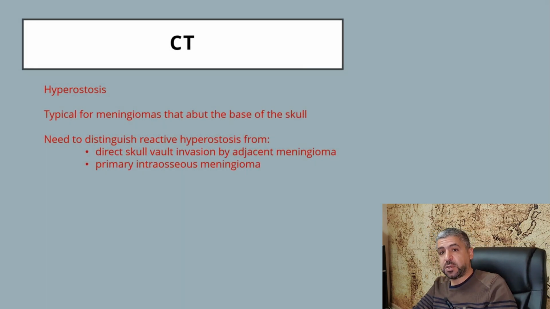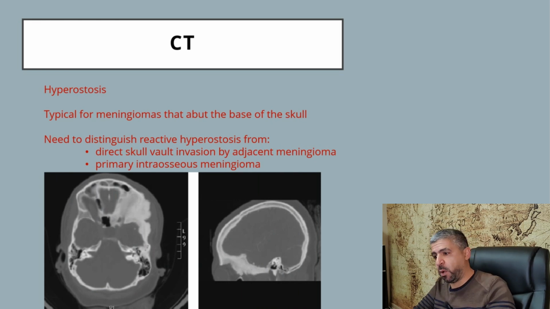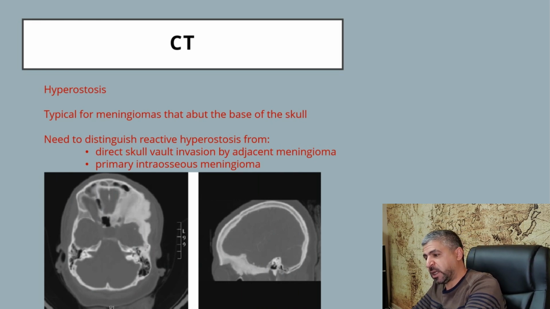Now, the hyperostosis that we see on CT is typical for meningiomas that abut the base of the skull. And here we need to distinguish this hyperostosis from direct skull vault invasion by the meningioma, where the meningioma is invading the skull, or it could be a primary intraosseous meningioma. It's not on the meninges, it's in the bone due to the presence of some meningeal rests within the bone. For example, you can see here, this is a skull-based meningioma that's primary intraosseous. You can see the pattern of hyperostosis that you see here.